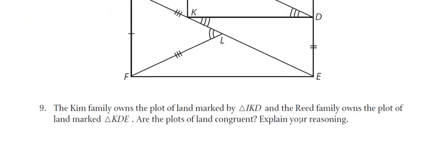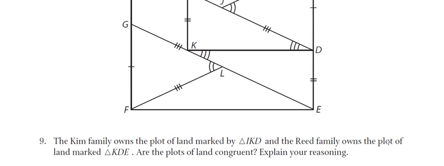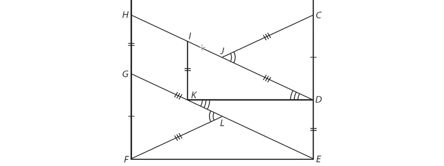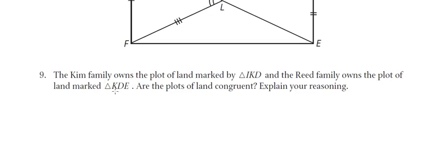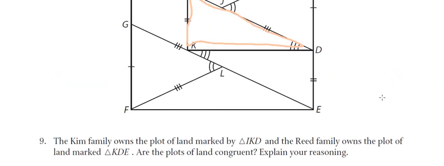All right, next one. I want to know if the Kim family owns the same size plot as the Reed family. So the Kim family's is I to K to D. So it's that one right here. And the Reed family's is K to D to E.